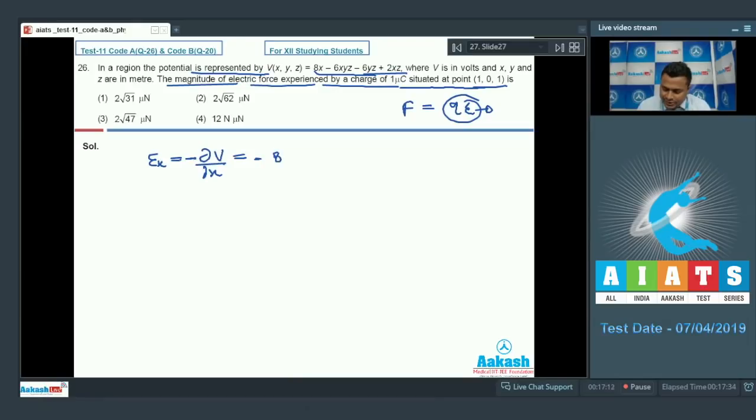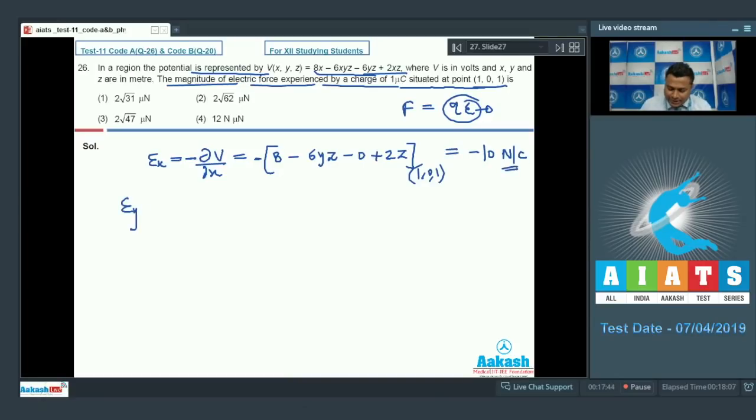So 8x gives you 8, minus 6yz, y and z constant, differentiation of x is 1, so minus 6yz. In the next term, all are constant, so 0, plus 2z, z constant, x has differentiation 1, so 2z. Now this value at (1, 0, 1) can be written as minus 10. So x component of field we have got minus 10 Newton per coulomb.